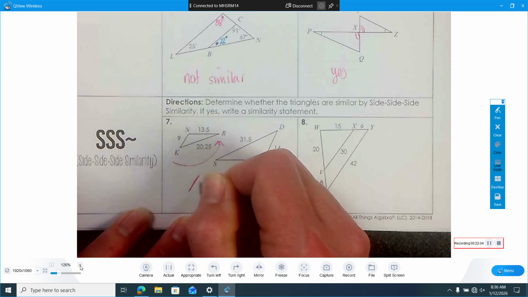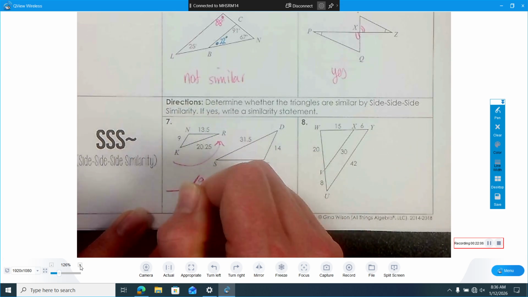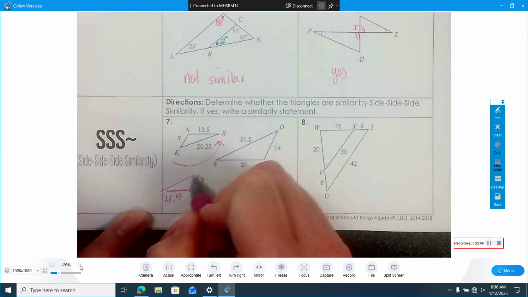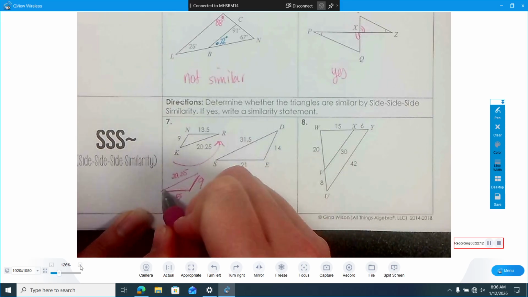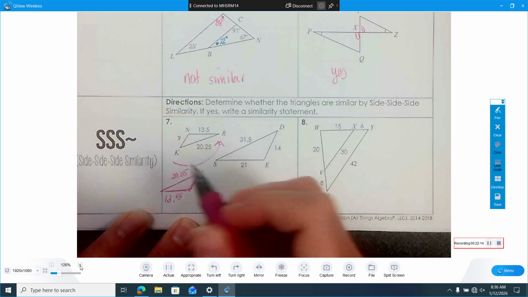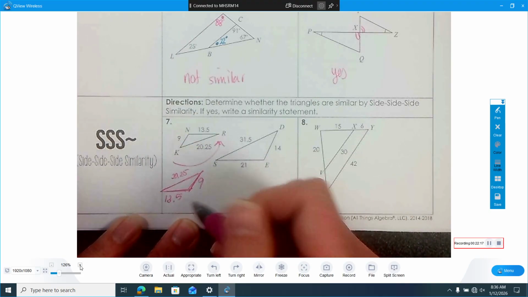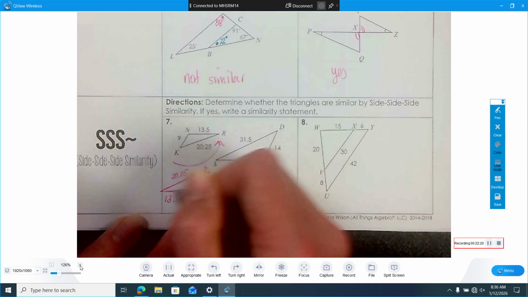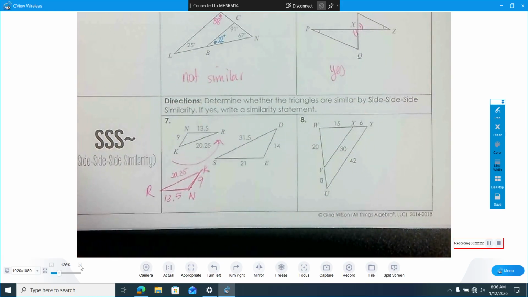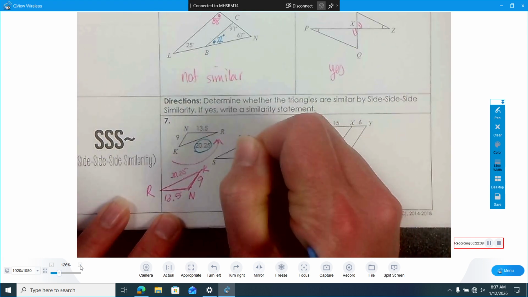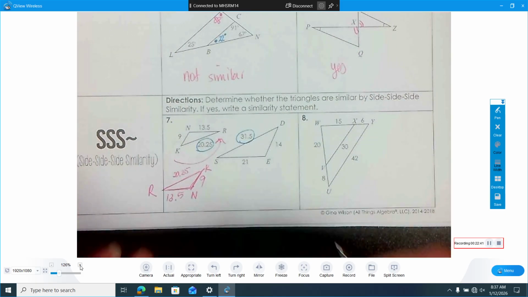Yeah, so I think that this is supposed to be the 9, and then this was the 13.5 on the bottom, and then 20.25 on the long side there. So this is N, this is K, and this is R. So you can sort of do a little spin around thing. But shouldn't the longest side be proportional with the longest side of the other triangle? So you can just look and say, hey, the longest side of each triangle would have to be proportional.